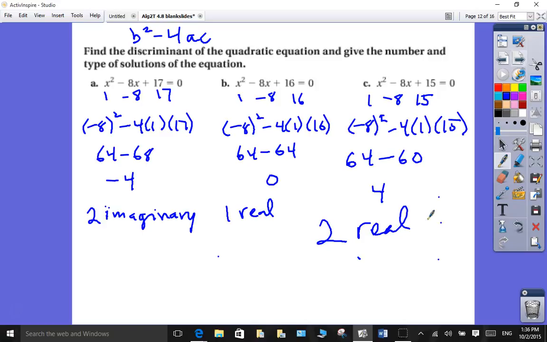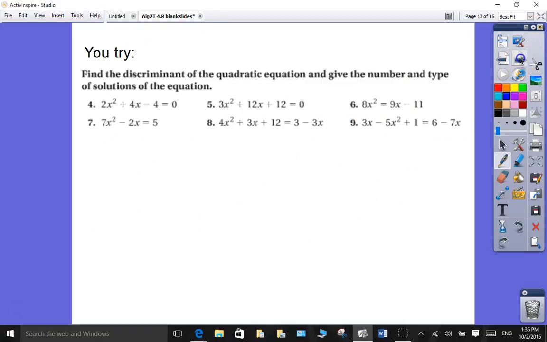So here's the last you try. Try the 4, 5, and 6. Calculate the discriminant and say how many and what kind of solution.